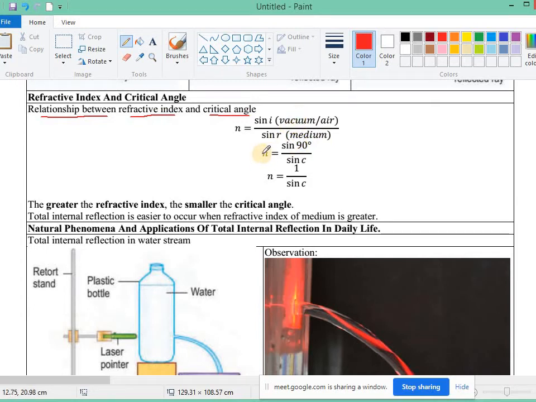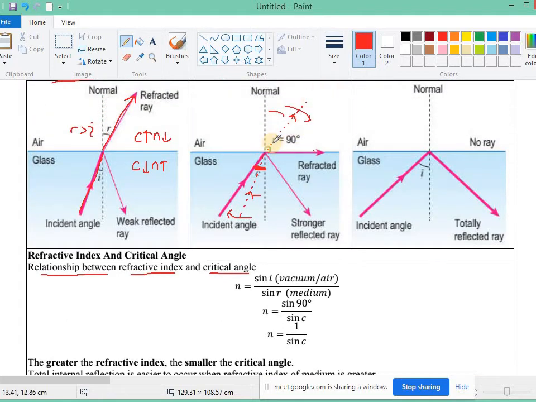And then, because the angle in the vacuum or air is 90 degrees, sine 90 degrees over sine C. C is the symbol for critical angle.